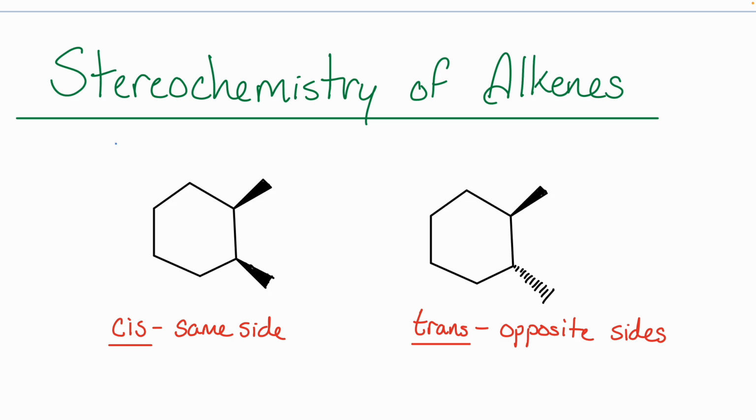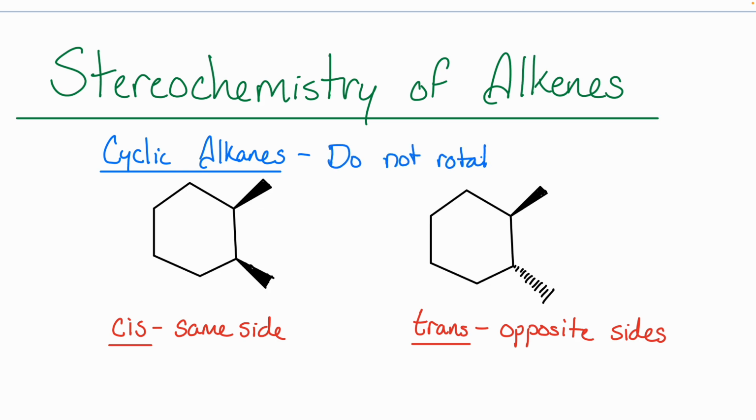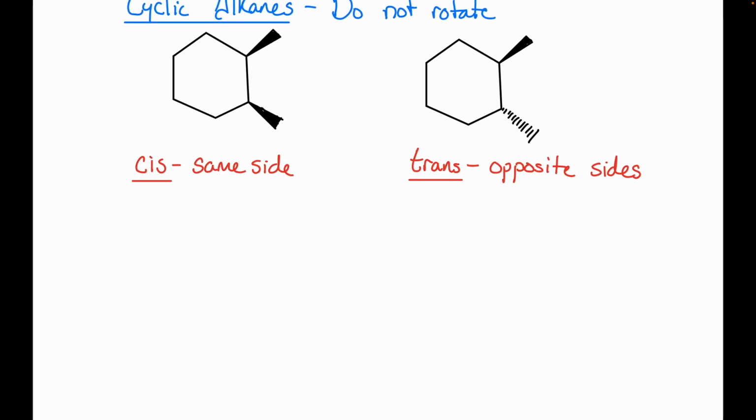Okay, so these were cyclic alkanes. And again, the reason why we have this stereochemistry property is because they do not rotate. So those 2 groups are stuck on that same side of the ring, for example. Well, now let's look at double bonds, alkenes. We have this same sort of concept of stereochemistry that's going to arise, and that's because double bonds also do not rotate.